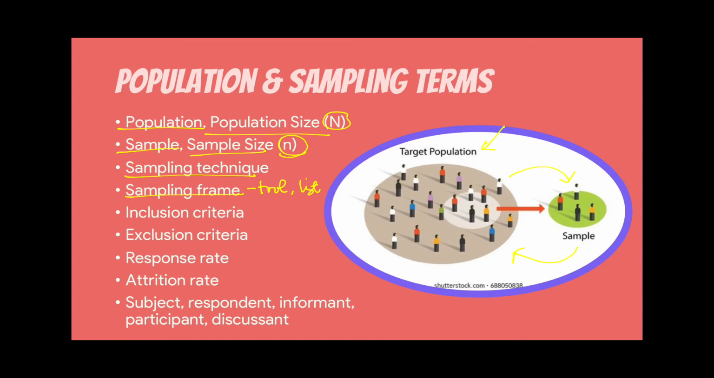Next will be inclusion criteria. So what is the meaning of inclusion criteria? Inclusion criteria are the characteristics that, when possessed by a certain person, make that person eligible to be a part of your study. So for example, you're doing a study among student athletes and you want to set up inclusion criteria. So you list down the different characteristics that make them eligible to be a part of your study.